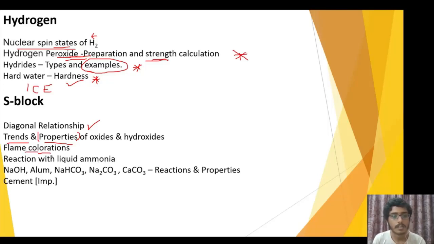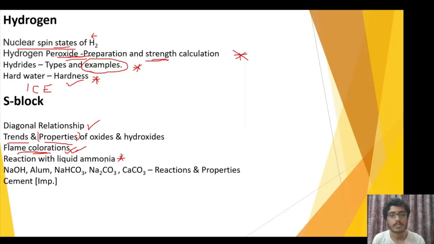Most of the S block elements display colors when they give a flame test. So this is also important, which element gives which color. So you must know them, you have to remember them. There is no other way, because you cannot obviously perform an experiment in the examination hall, so you must remember the colors. Now there is a reaction with liquid ammonia which is given in NCERT. Often questions are asked from there.